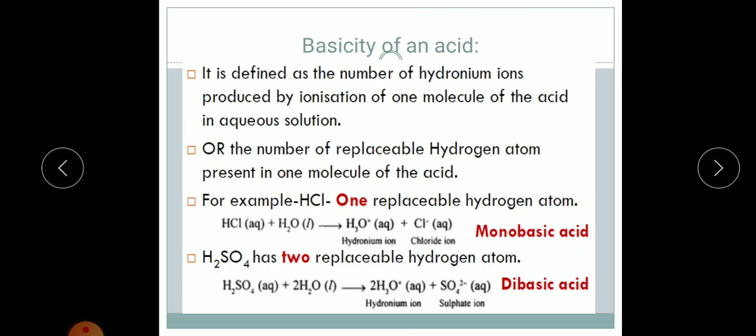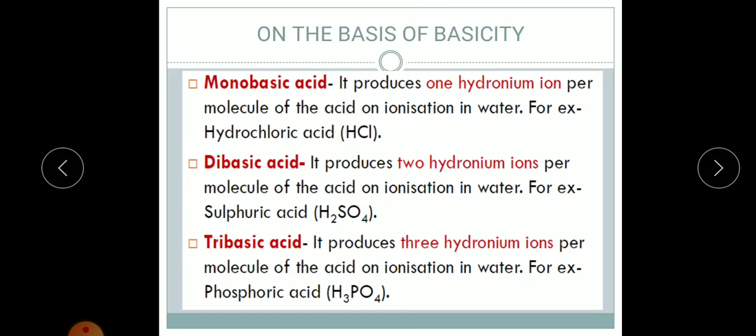Say for example HCl, one replaceable hydrogen atom. HCl reacts with water to form hydronium ion and Cl minus ion. So from this one hydrogen ion has been replaced. If one H plus is produced, then we call it a monobasic acid. Similarly, H2SO4 has two replaceable hydrogen atoms. When it dissolves in water, it undergoes this kind of reaction where two hydronium ions and sulfate are formed, and because of the production of two hydronium ions, it is known as a dibasic acid.